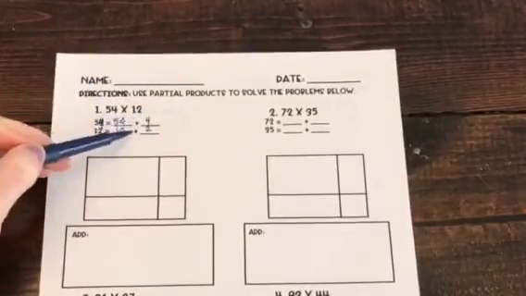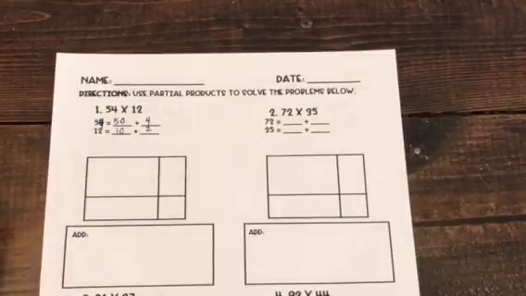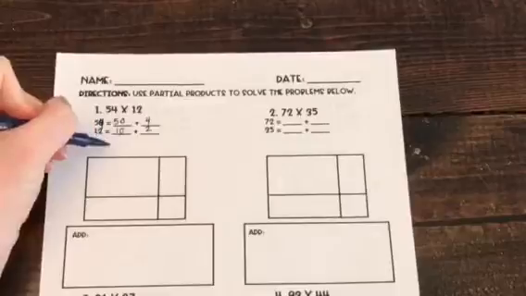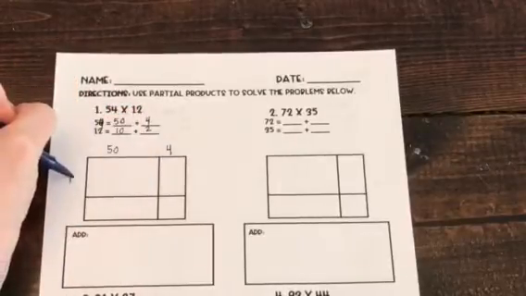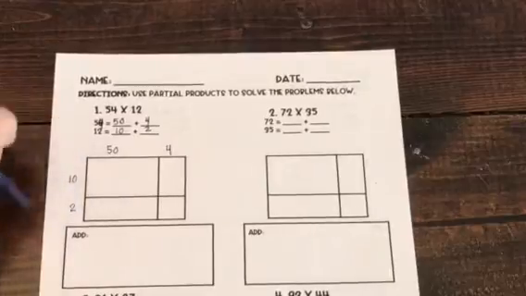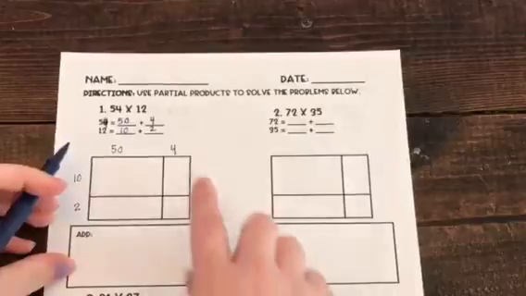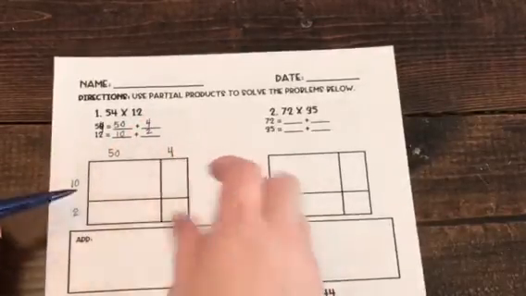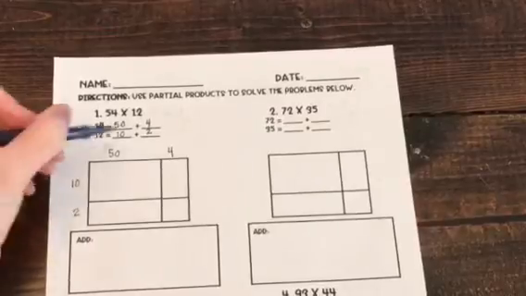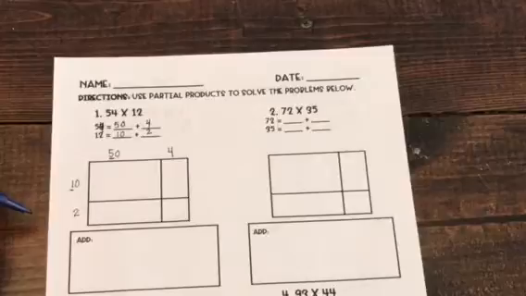I'm then going to take the four numbers I have above and place them in the matrix below, the box matrix. I'm going to put 54, 10, 2, which gives us 12. So now what you do is you multiply the two numbers in each box. Now what I find easy is to multiply the tens place first.